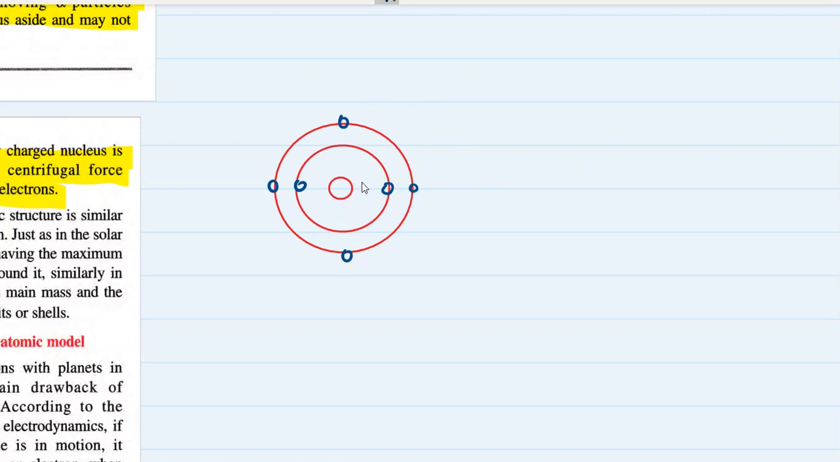Okay, so these electrons have a force of attraction towards the nucleus. That is because electrons are negatively charged and the nucleus is positively charged. So they are attracted towards the nucleus, and also because they are revolving in this shell at a very high speed, they also have a tendency which is known as centrifugal force.